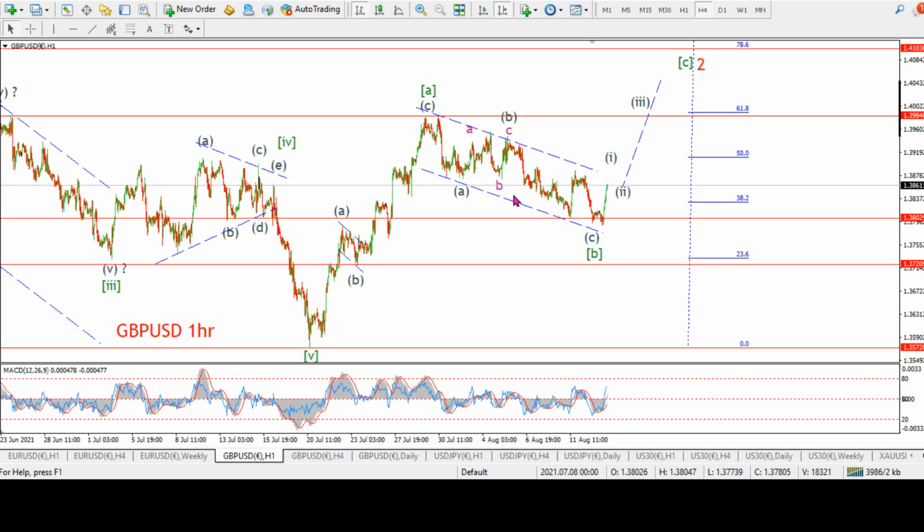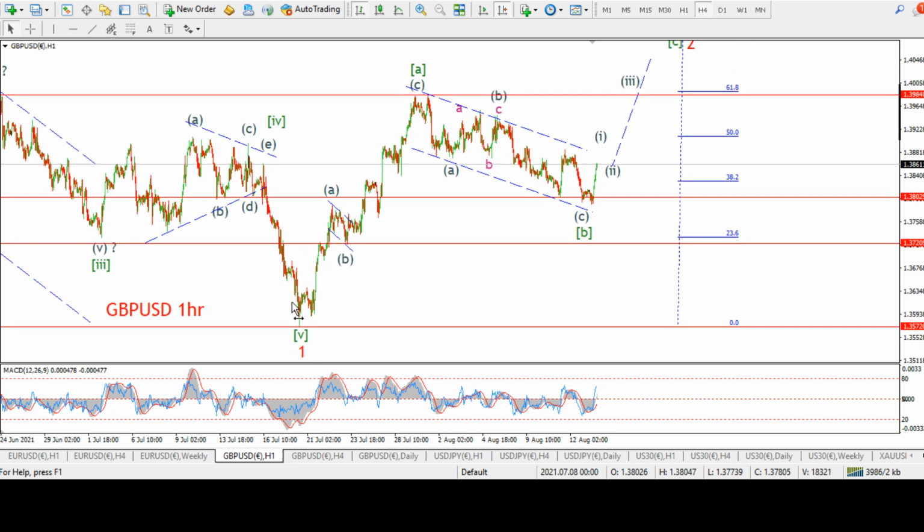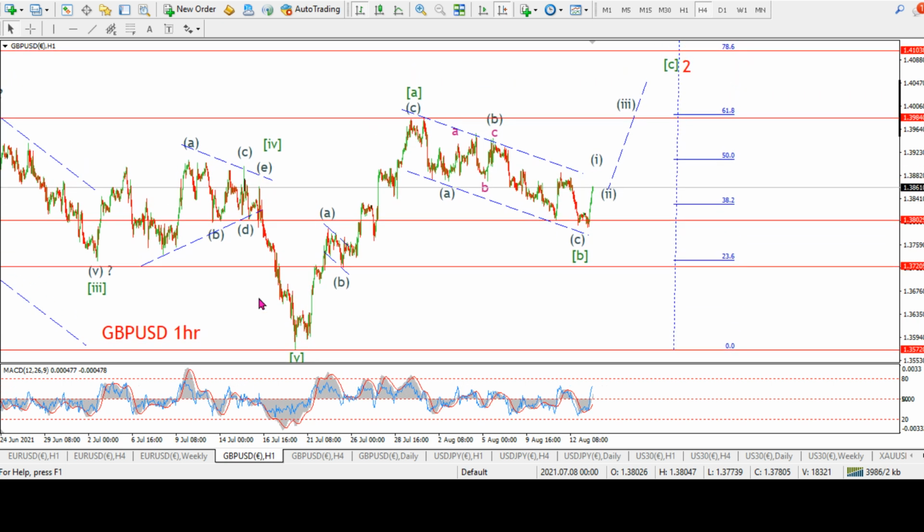If we go to the hourly count, you can see here we've got 3 waves up. You could count this both ways, but I think it's clean to count it in 3 waves up. So it's 3 waves up in A. Looks like 3 waves down in wave B. That'd be a combination wave, so a complex wave, probably a 3-3-3.